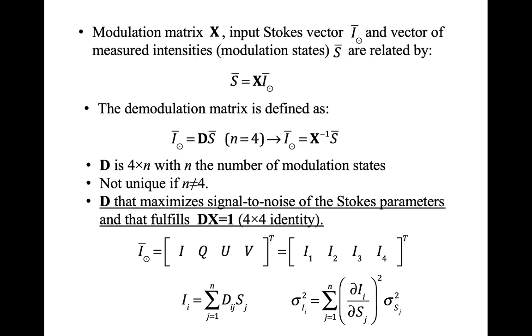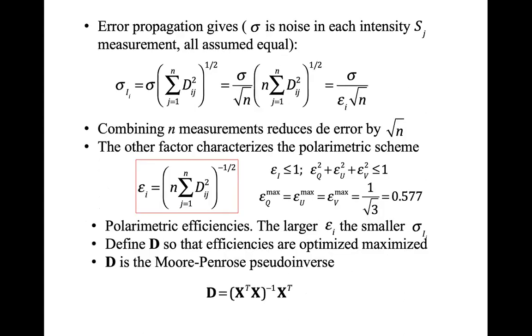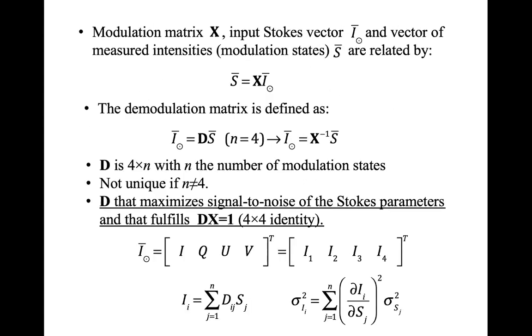So what you do is, that's the measurements to the Stokes parameters. Here, I'm calling the Stokes parameters I1, I2, I3, and I4. And these are the elements of the demodulation matrix. You do error propagation, you get this formula. And what is the derivative of I with respect to the S's? Well, of course, it's the D's. You put them there. This is the error of one S. This is the noise in your measurements.